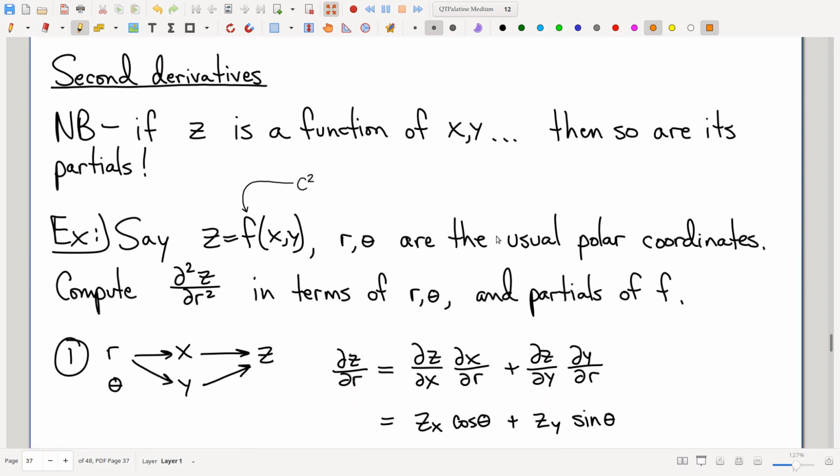Okay, let's talk about second derivatives. Real quick procedural note. This is not in the book. I think that is very unfortunate. This material might not be in the book, but it is in your future.